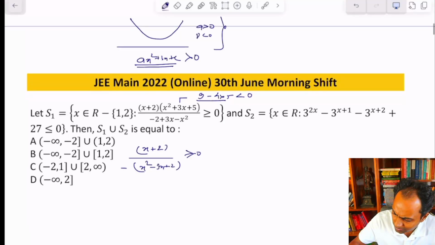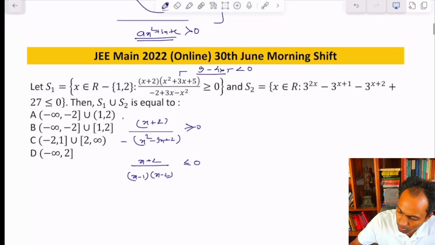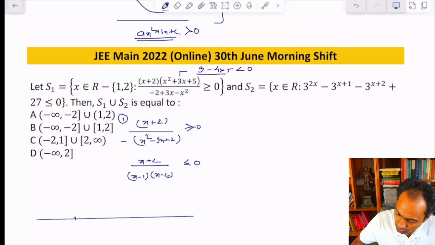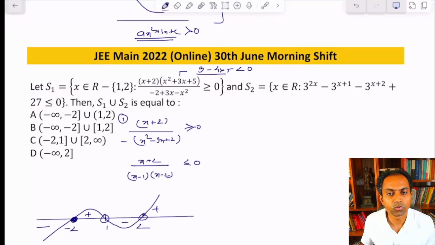Now, if you write it down, this is x plus 2. Minus sign can be taken on the other side, becomes smaller than 0. This can be factorized as x minus 1 into x minus 2. So if you draw the wavy curve in the first part, let us understand how the wavy curve looks like. We have minus 2, 1 and 2. Plus, minus, plus, minus.